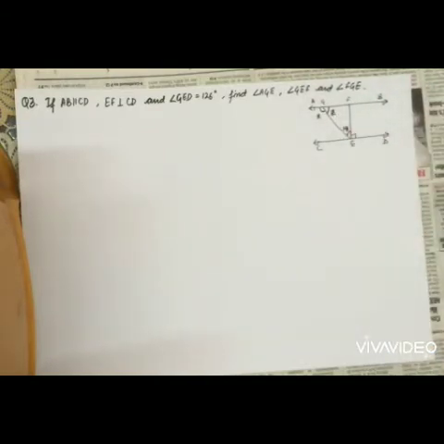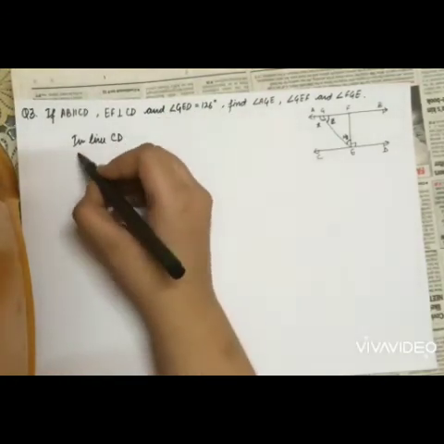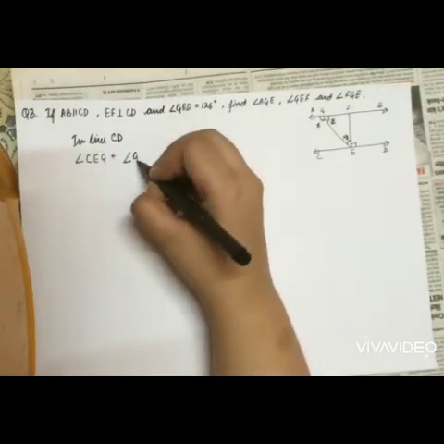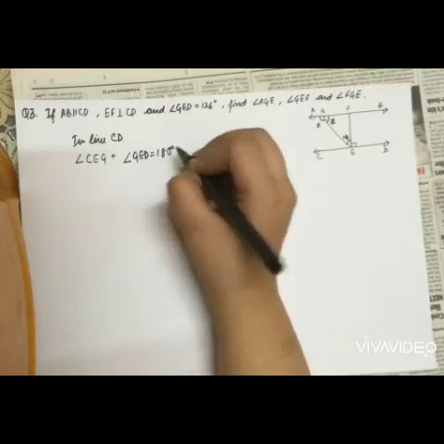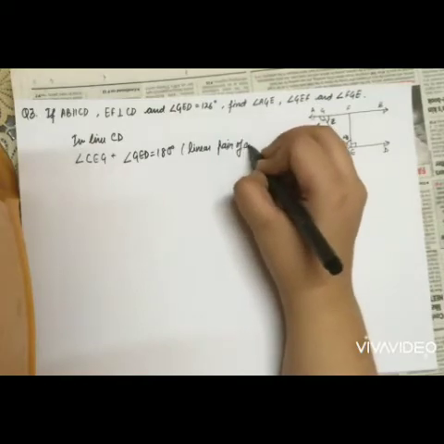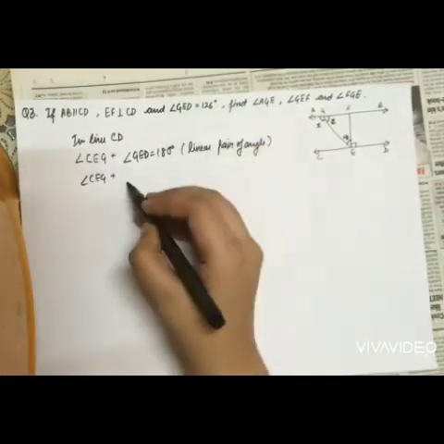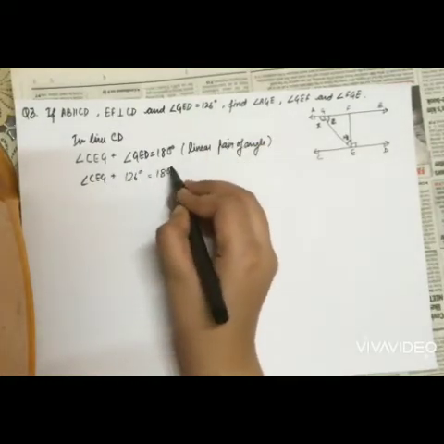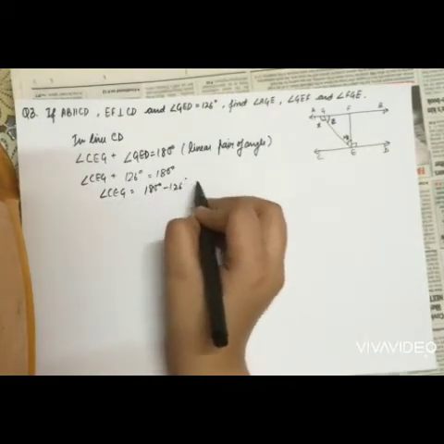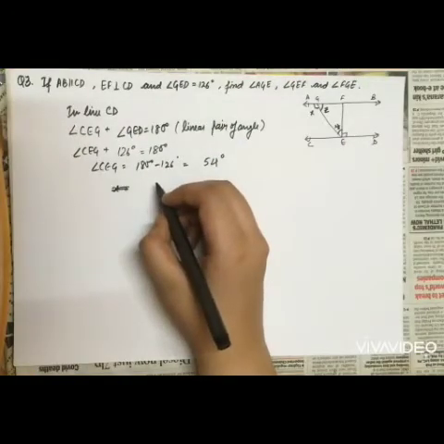Now in this line CD we can say angle CEG plus angle GED is equal to 180 degree because of linear pair of angle. Now angle CEG plus GED, 126 degree, is equal to 180 degree. Angle CEG is equal to 180 degree minus 126 degree, which is 54 degree.